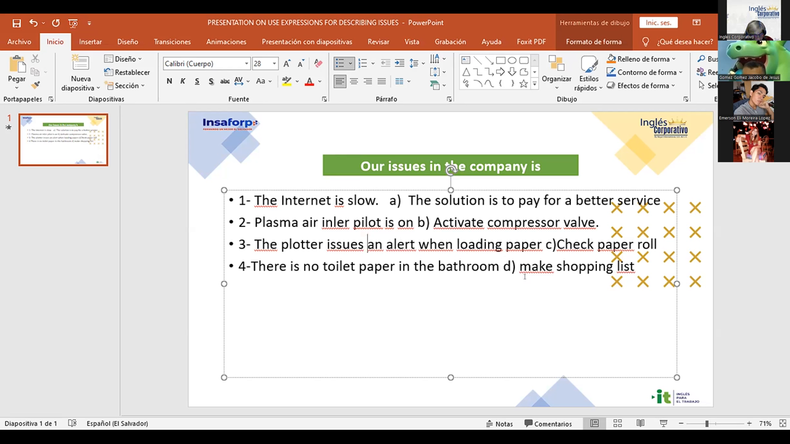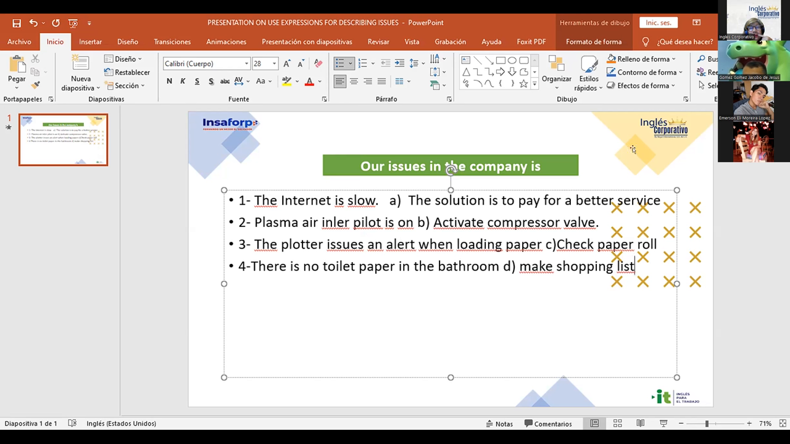Inler is, according to this, is aprendiz. Ajá. Let me see. The no toilet paper in the bathroom. But I said 10 issues, 10 issues, and you only have 4. ¿Más apegados a su empresa? Sí, los míos están apegados a mi empresa.